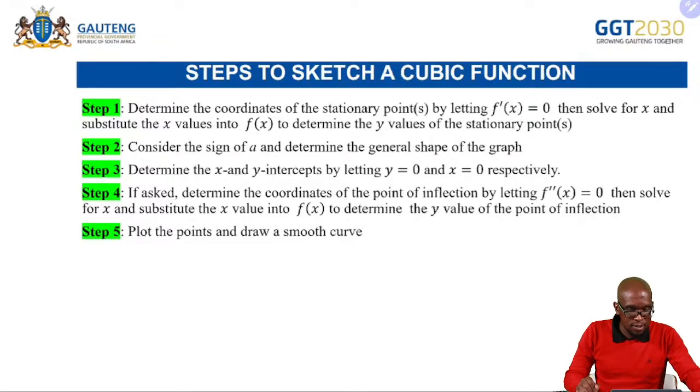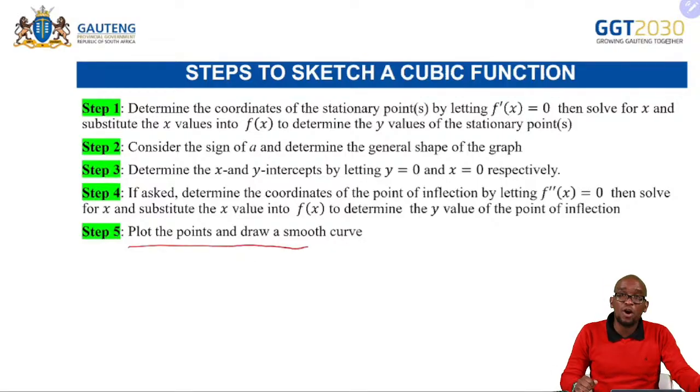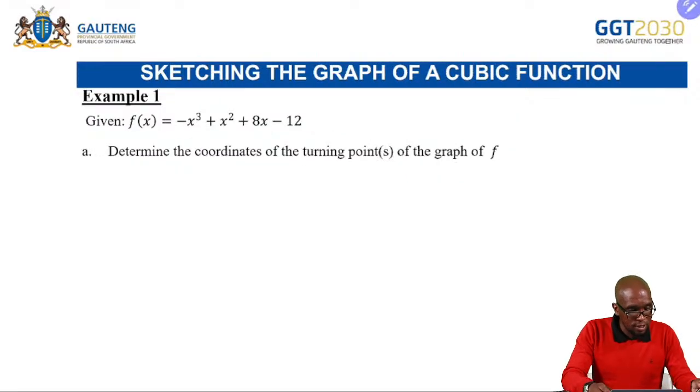And then if asked, determine the coordinates of the point of inflection by taking the double derivative of x and equating it to 0, and then find the value of x, and then substitute it in the original equation to determine the corresponding value of y. And then you can plot those points and draw a smooth curve. Right, let's look at an example.